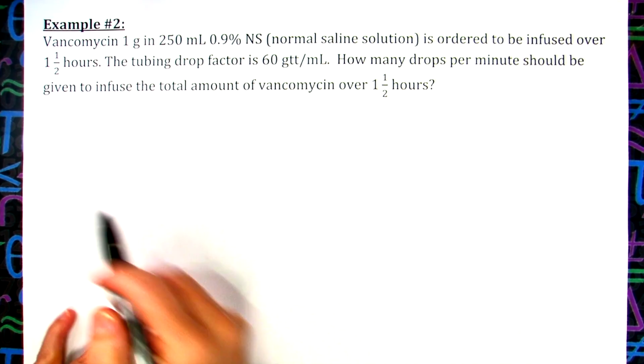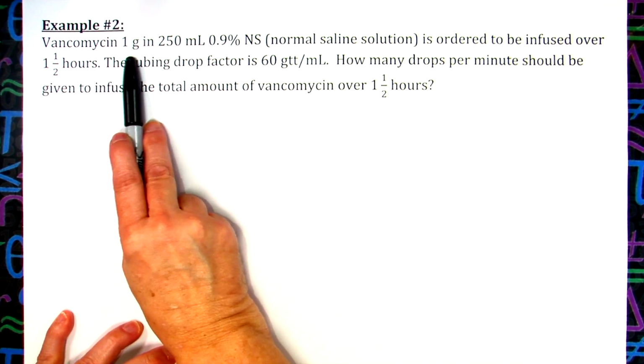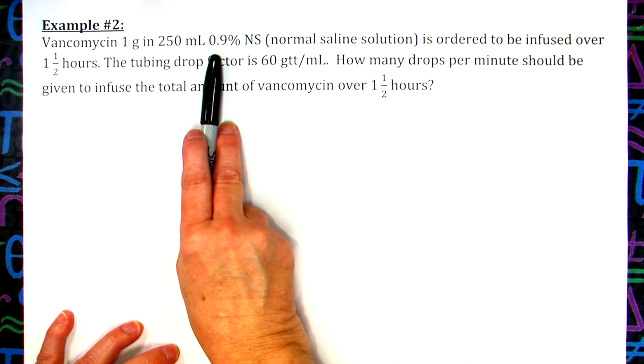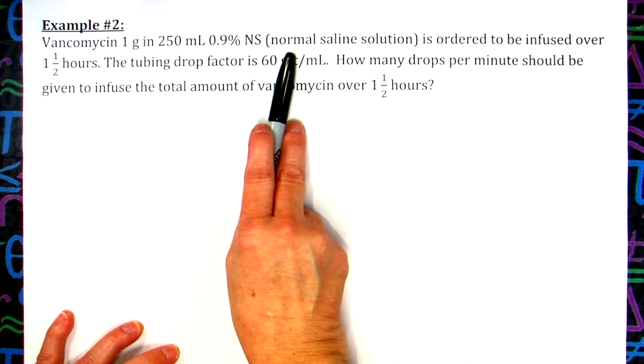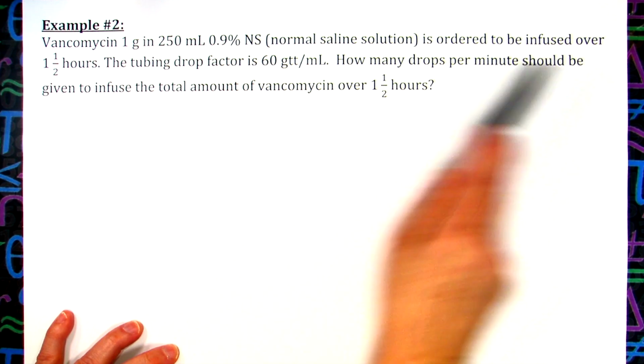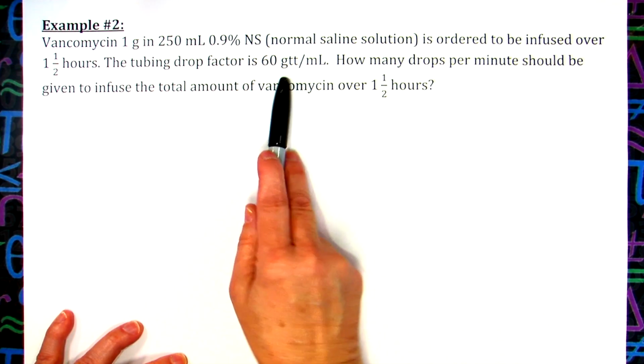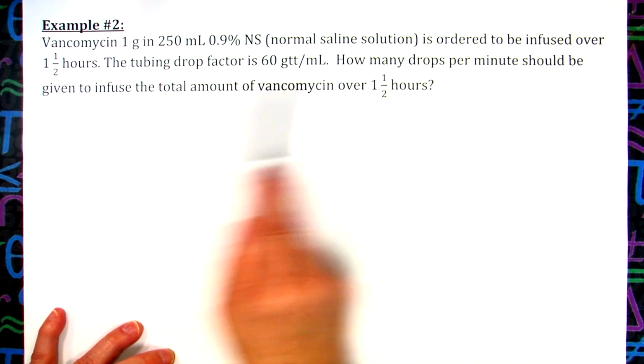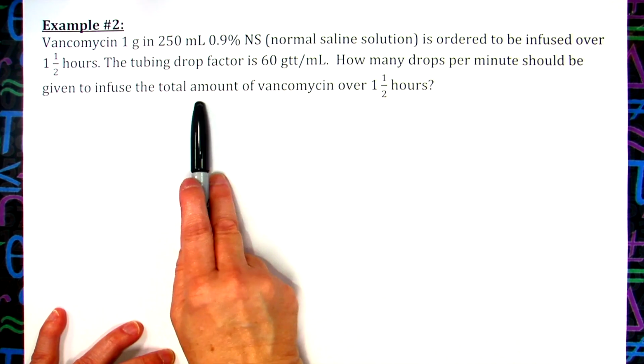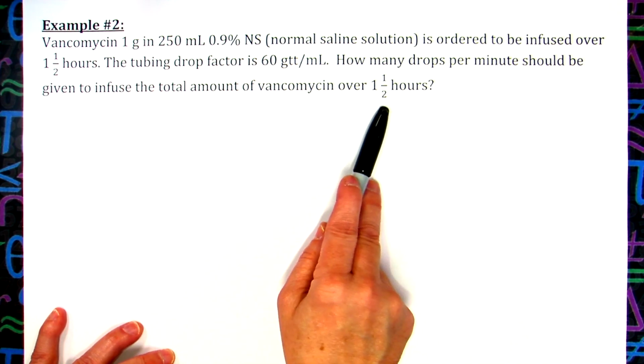Okay, for our second example: vancomycin, 1 gram in 250 milliliters of 0.9% NS, normal saline solution, is ordered to be infused over 1.5 hours. The tubing drop factor is 60 drops per milliliter. How many drops per minute should be given to infuse the total amount of vancomycin over 1.5 hours?